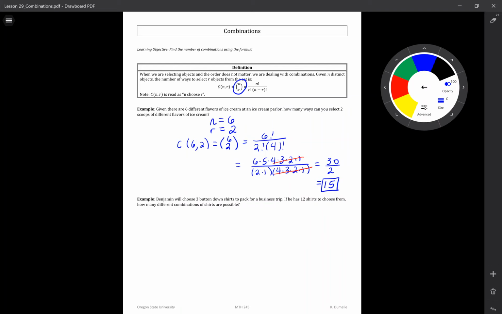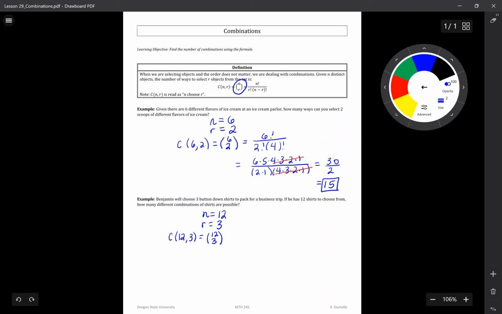All right, and then what about Benjamin, who will choose 3 button-down shirts to pack for a business trip? If he has 12 shirts to choose from, how many different combinations of shirts are possible? Again, here order does not matter because we are just choosing 3 different shirts in no particular order from 12. So my n is equal to 12. I'm choosing 3 from those 12.